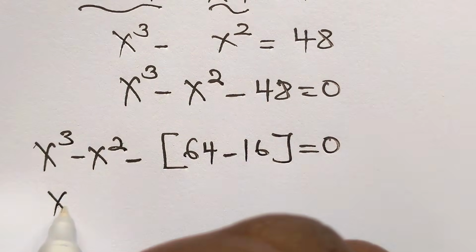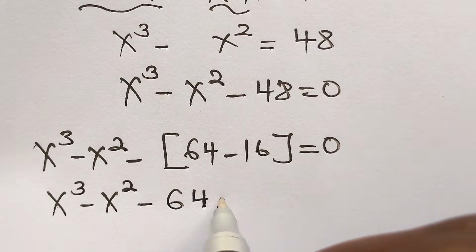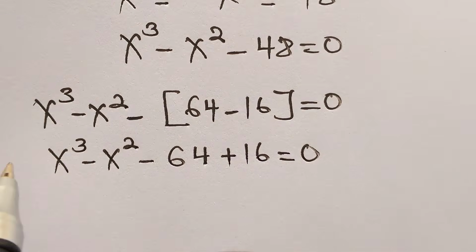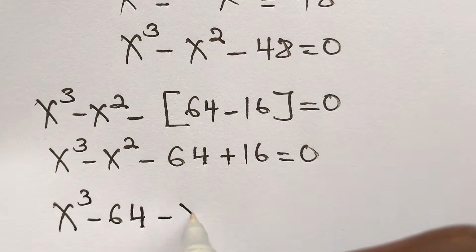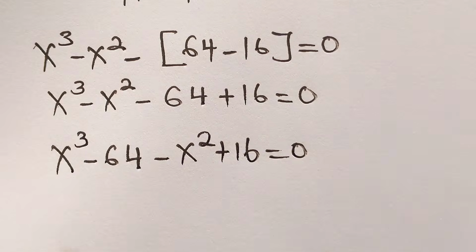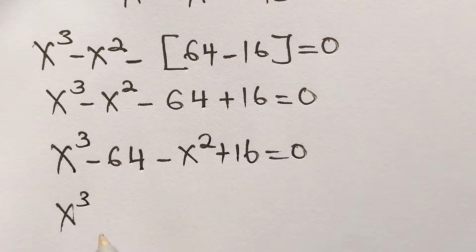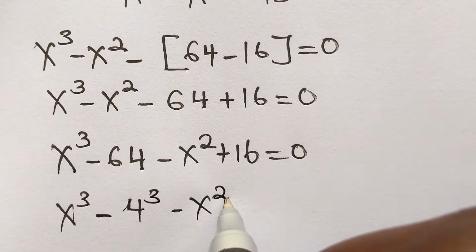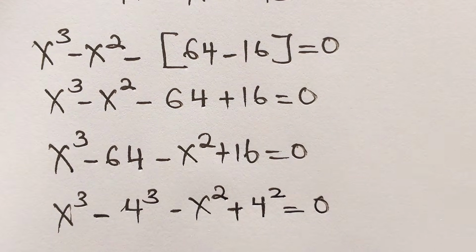Then here we have x power 3 minus x squared minus 64 plus 16 equals 0. We can group like terms to get x power 3 minus 64 minus x squared plus 16 equals 0. Then we change 64 into base 4 to get x power 3 minus 4 power 3, minus x squared plus 4 squared, which is equal to 0.